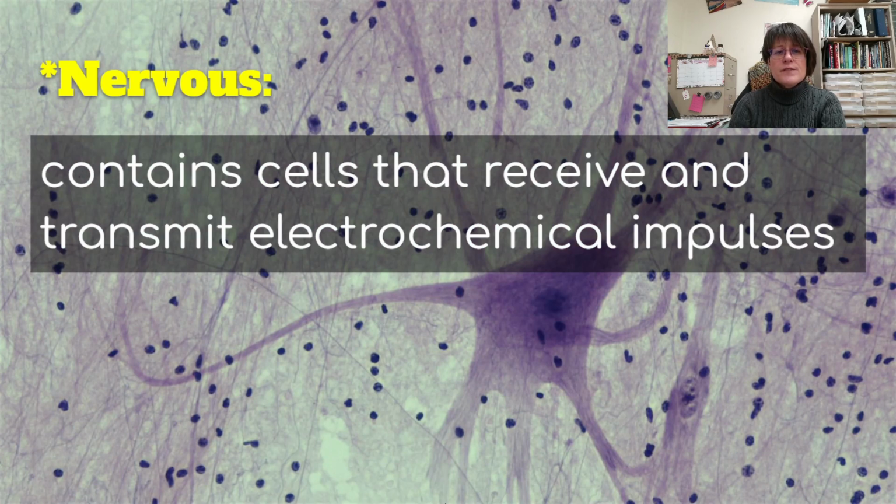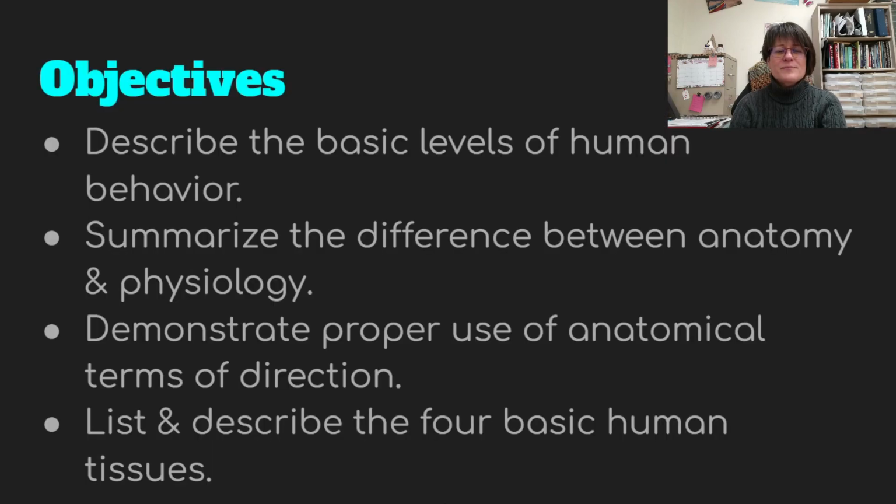And then there's nervous tissue. This contains cells that receive and transmit electrochemical impulses, and they have a really interesting shape. If you look at that cell in the background there, they are very interesting and they allow us to do so many things. We wouldn't be talking. I wouldn't be talking to you. You couldn't listen to this. You couldn't move or anything without these nerve cells.